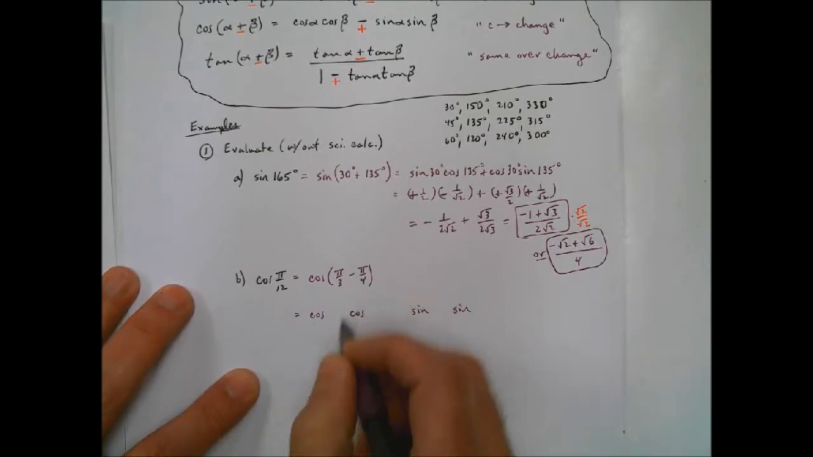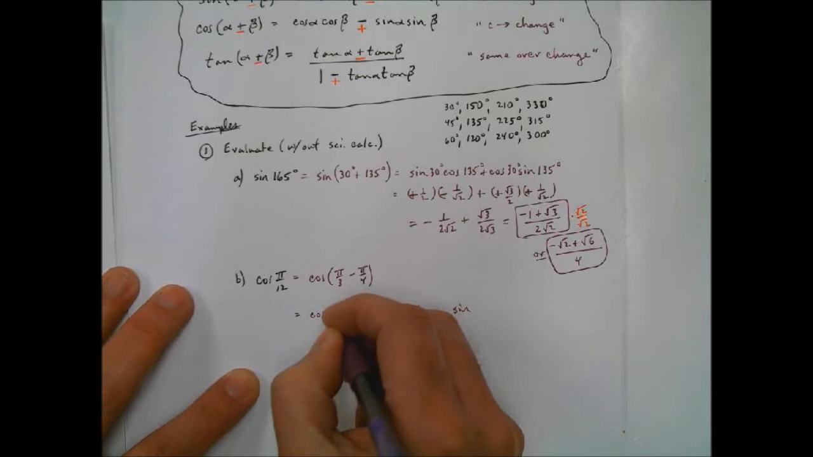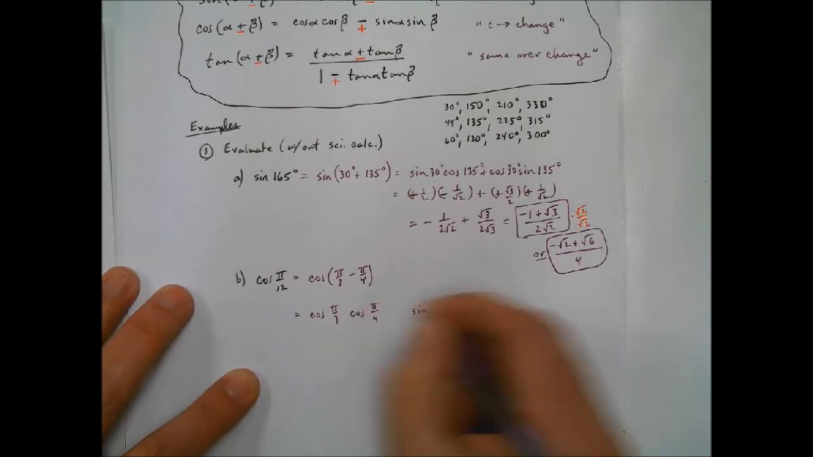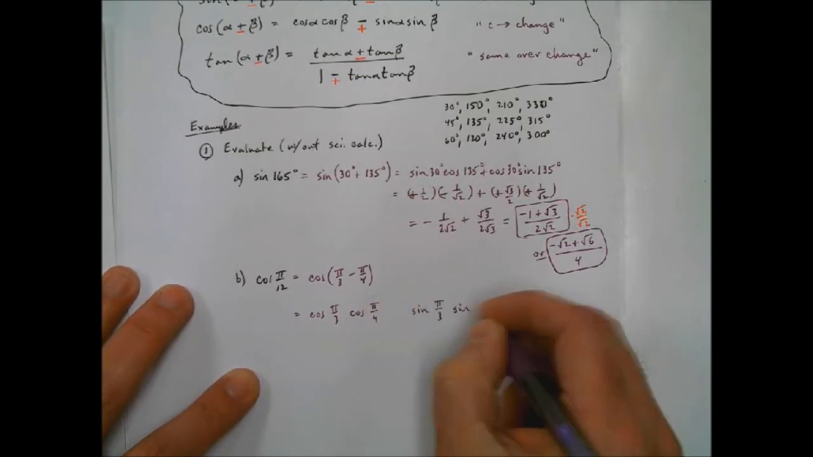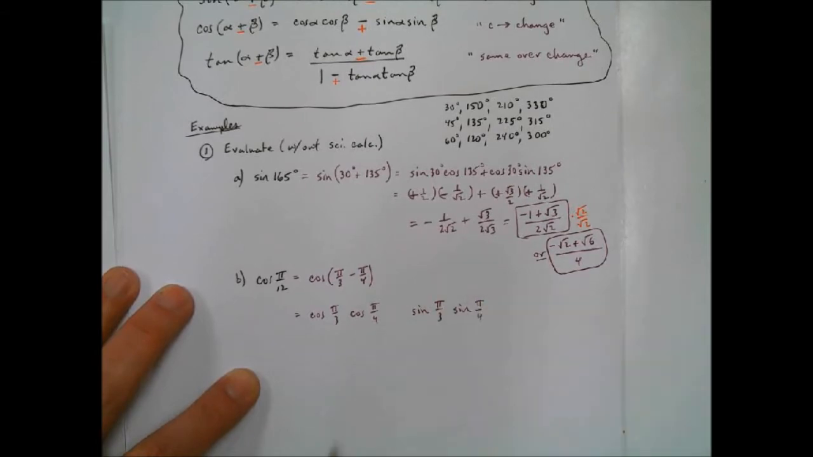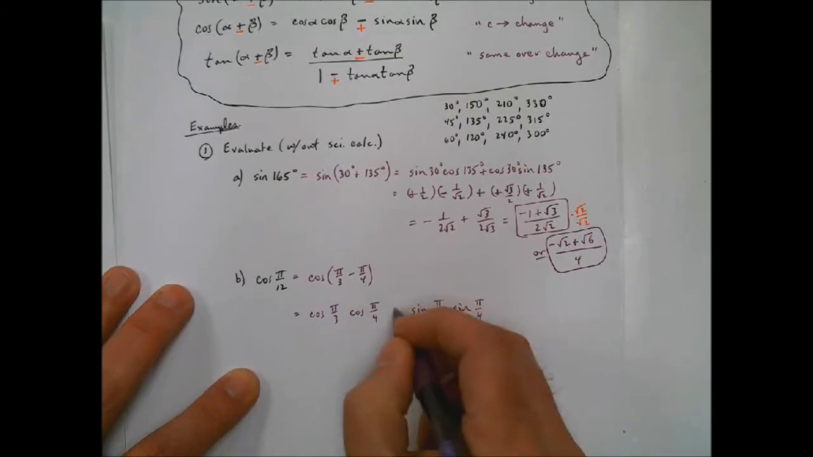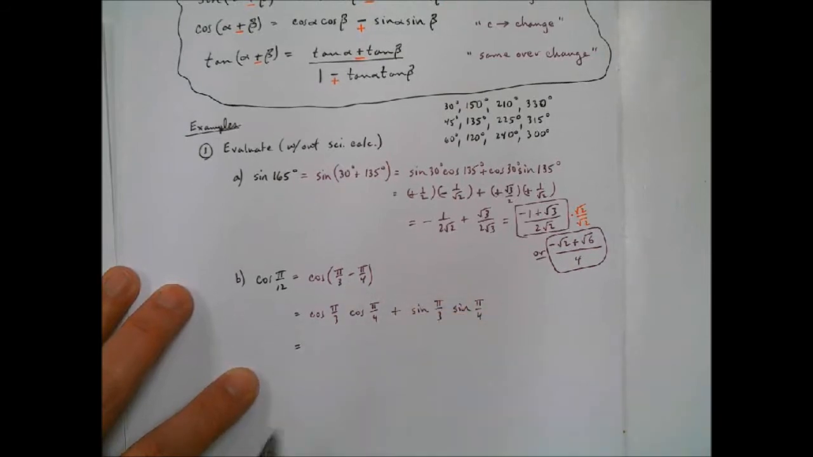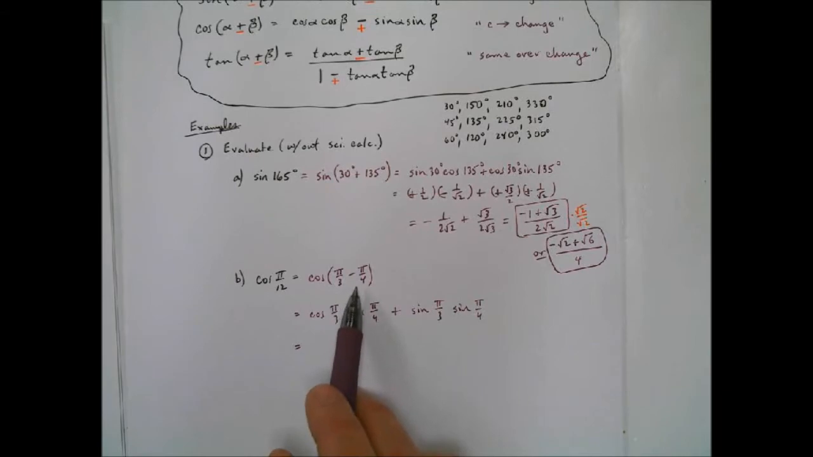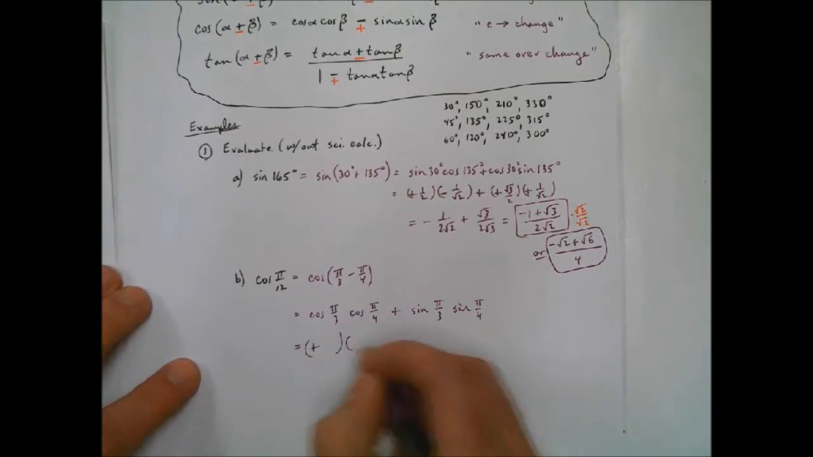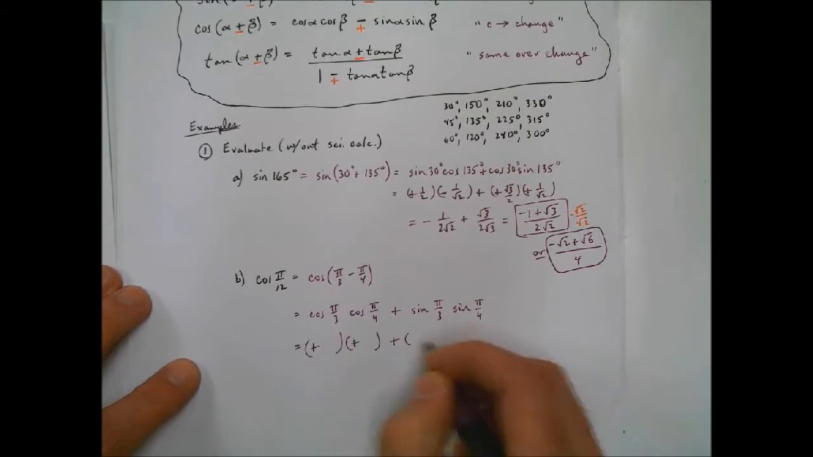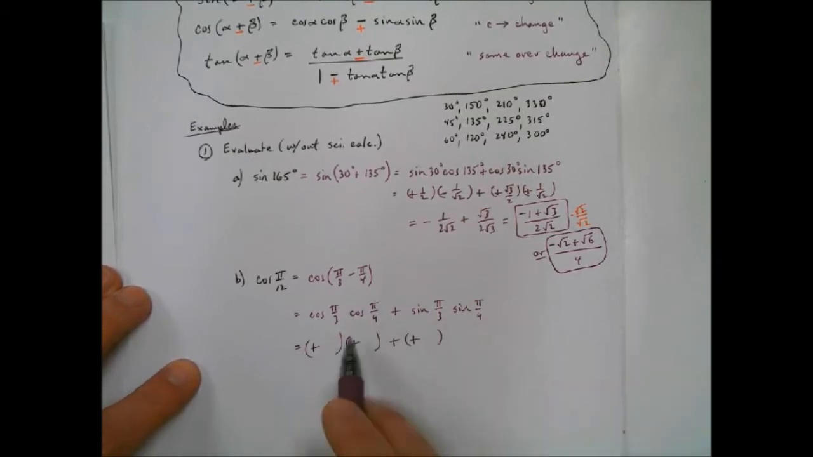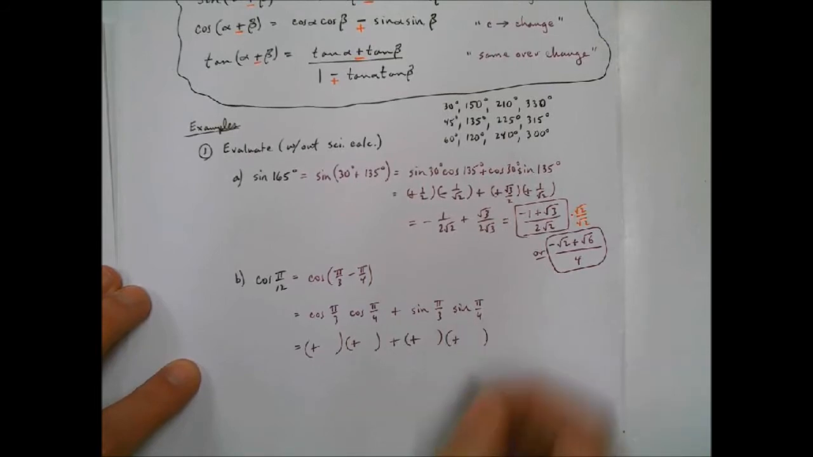Alpha, beta, so pi/3, pi/4, pi/3, pi/4, and cosine changes. So since it's minus here, it's going to be a plus there. Now, pi/3 and pi/4 are both quadrant 1 angles, and so therefore we know that all these trig functions evaluated at those quadrant 1 angles are going to be positive values.